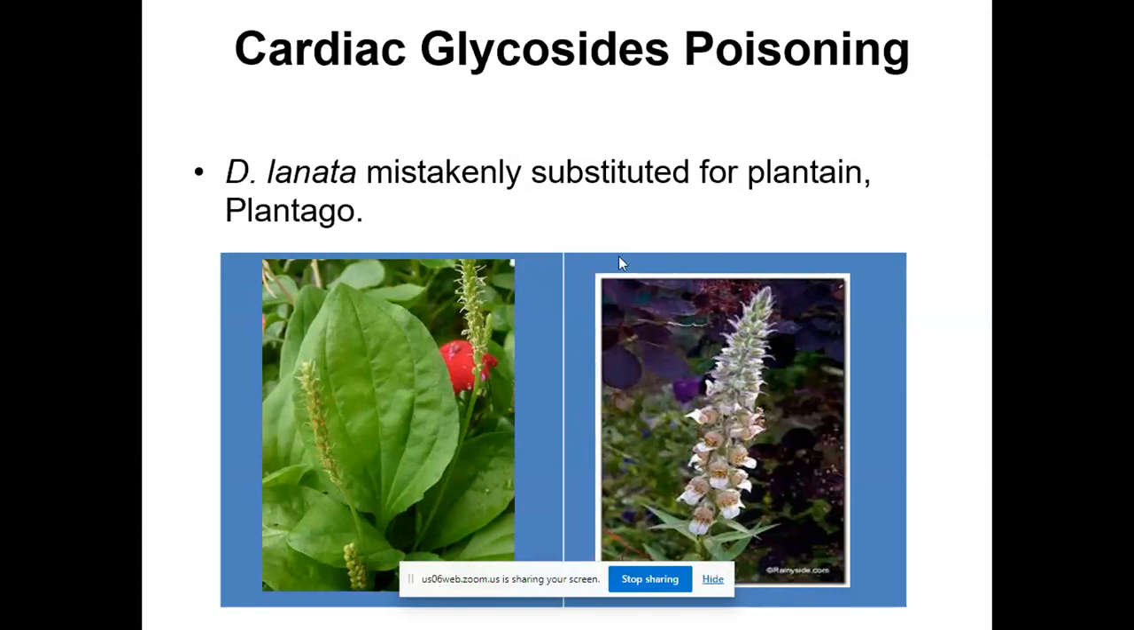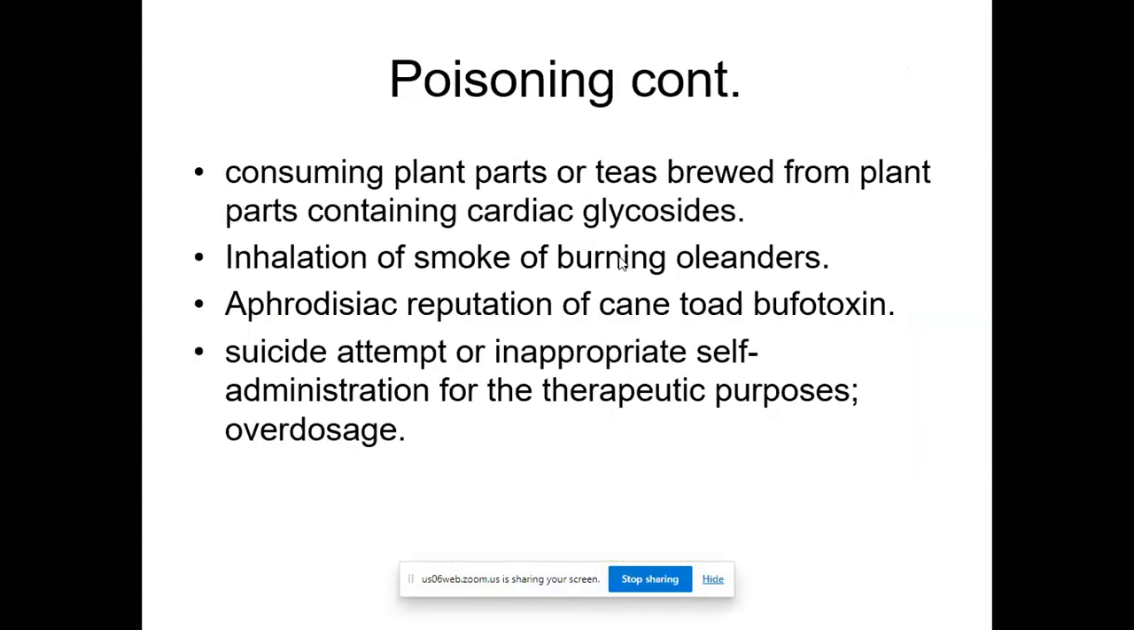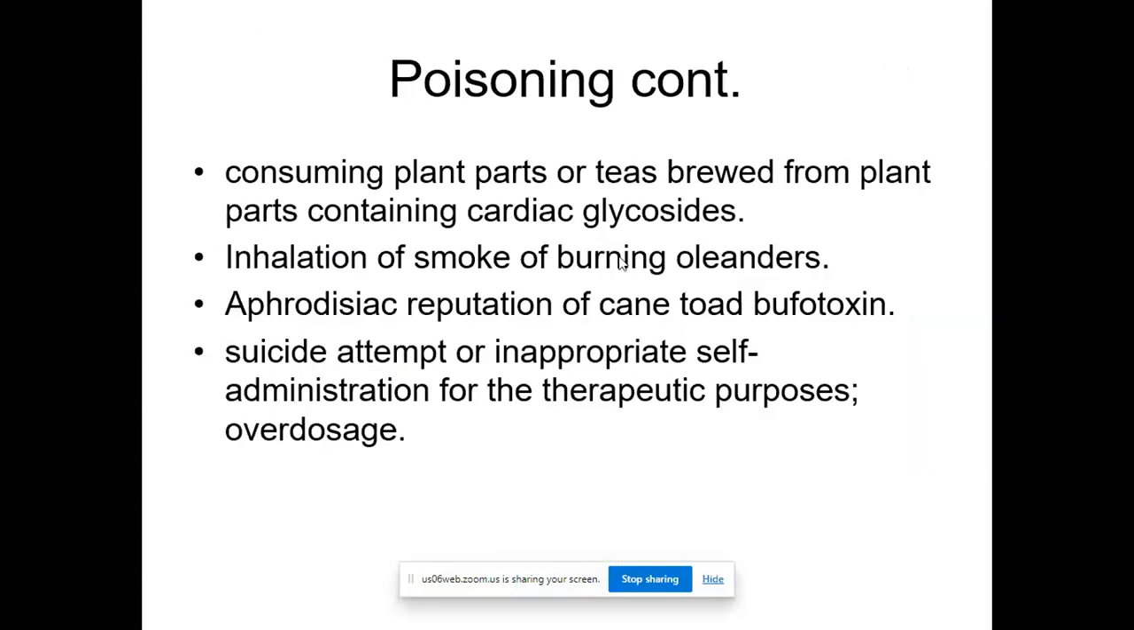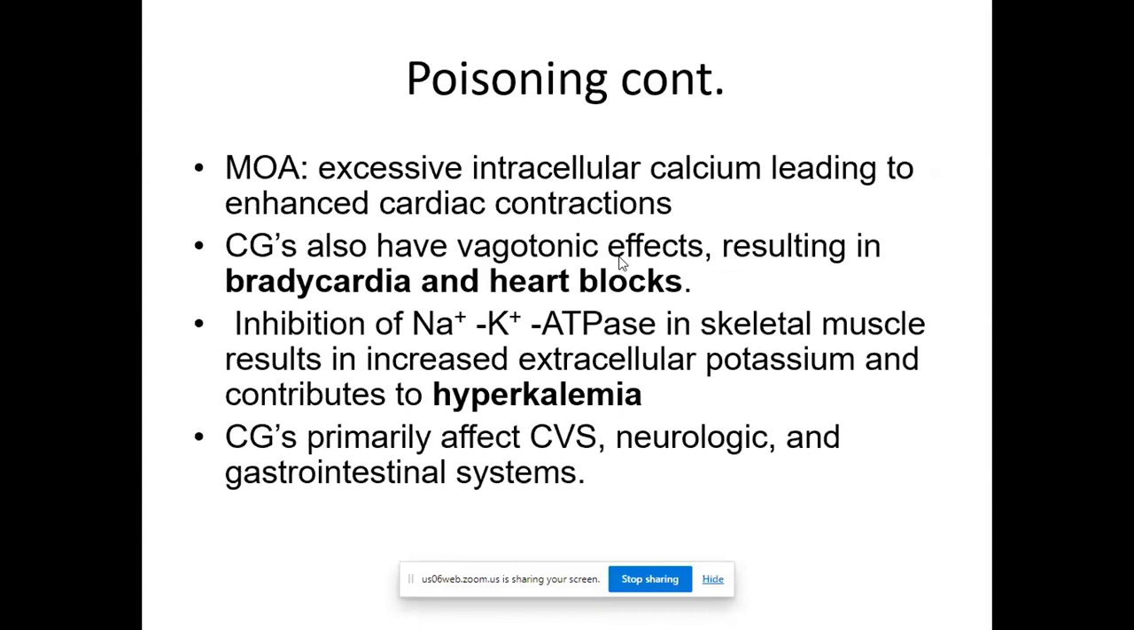So we can go and see some of the side effects of cardiac glycosides poisoning. You can end up consuming cardiac glycosides from plants or teas brewed from these plants. Also from smoking, from the smoke of burnt oleanders. There's the aphrodisiac reputation of the content bufotoxin, and suicide attempt or inappropriate self-administration for therapeutic purposes, or overdose. So these are some of the causes that may lead to poisoning.